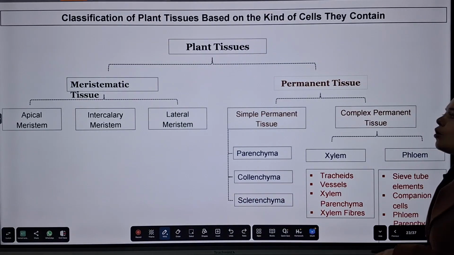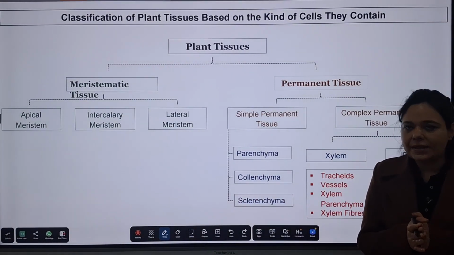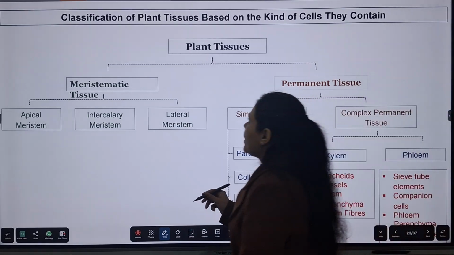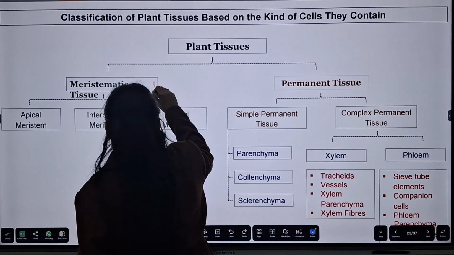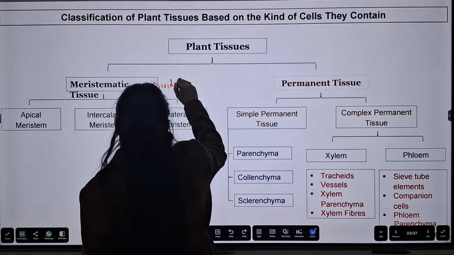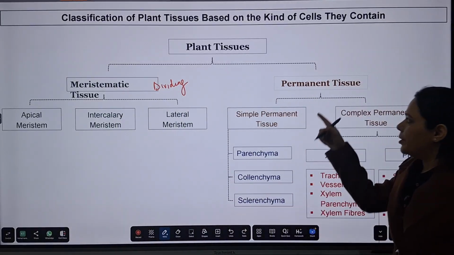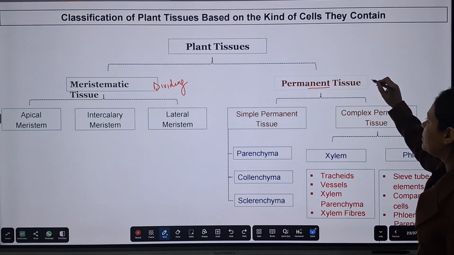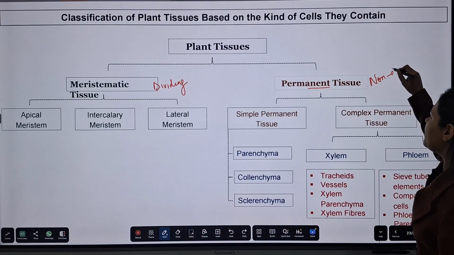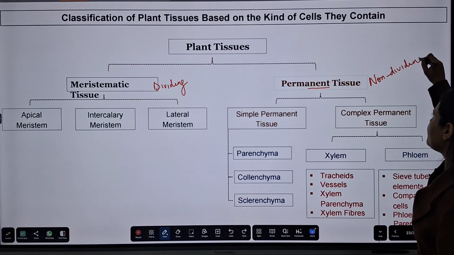Plant tissues, on the basis of kind of cells that they contain, can be categorized into meristematic, or you can say dividing tissues, and permanent. As the name suggests, they are permanent. They do not divide. So non-dividing tissues.